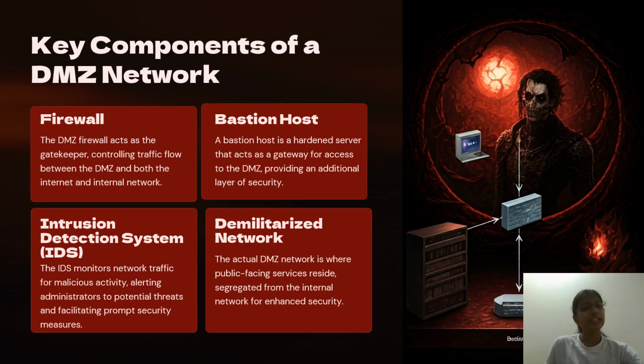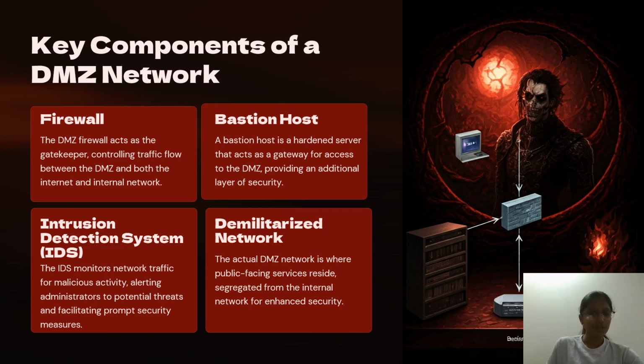Then I have the key components of a DMZ network. There are four key components. The first is the firewall. The DMZ firewall acts as a gatekeeper, controlling traffic flow between the DMZ and both the internet and internal networks. Then I have the bastion host. A bastion host is a hardened server that acts as a gateway for access to the DMZ, providing an additional layer of security. This bastion host provides an additional layer of security for the network and the data.